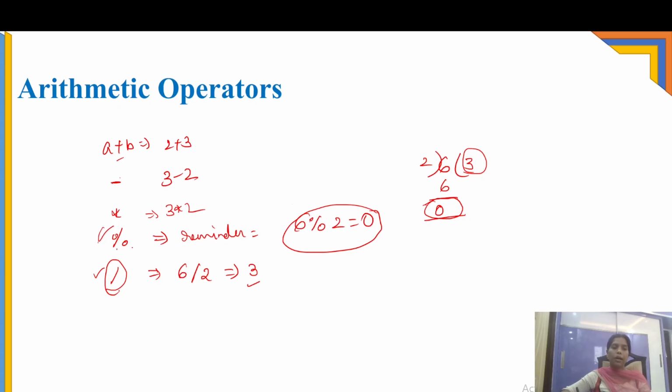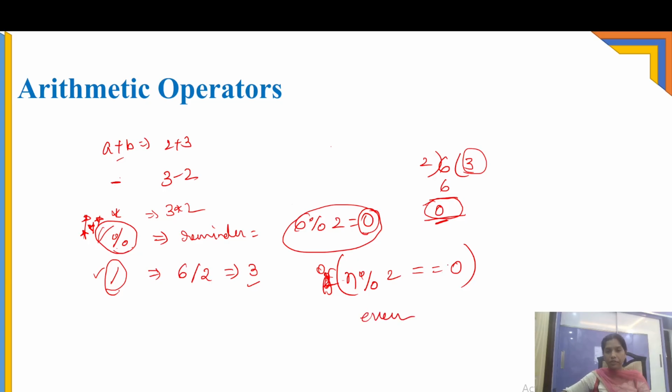In programming languages, we use the modulus operator most of the time. For example, if you want to know whether a number is even or odd, how can you say the number is even? If it is divisible by 2. Divisible means the remainder must be 0. So in this, if n modulus 2 equals 0, then the number is even.